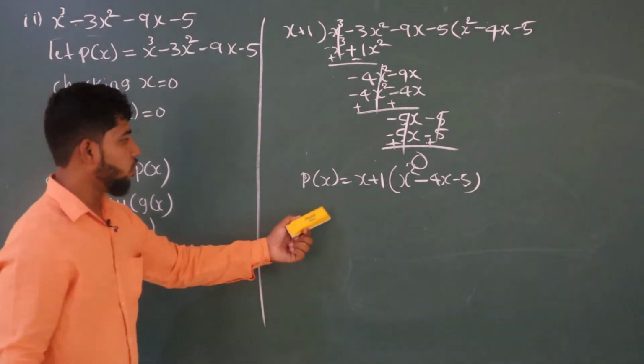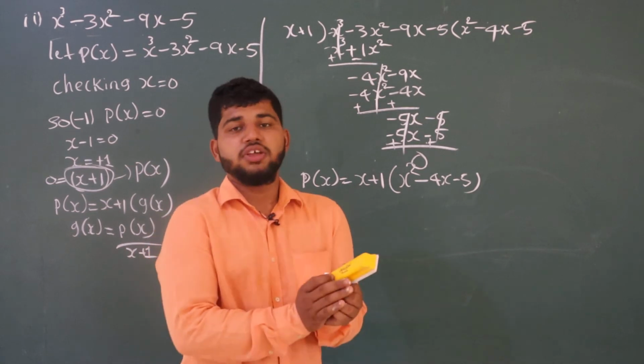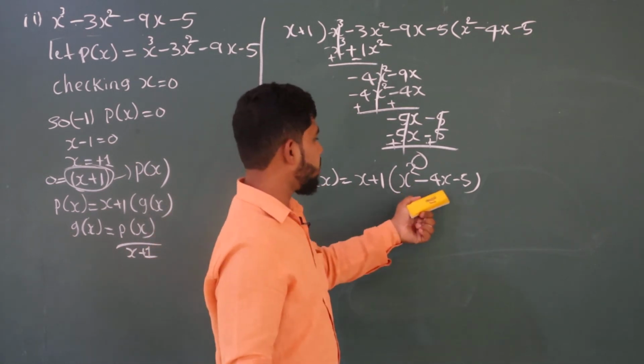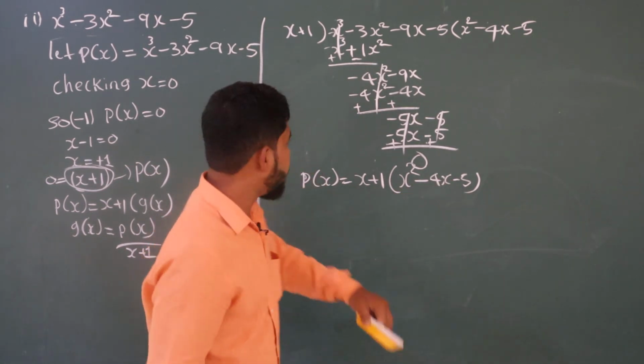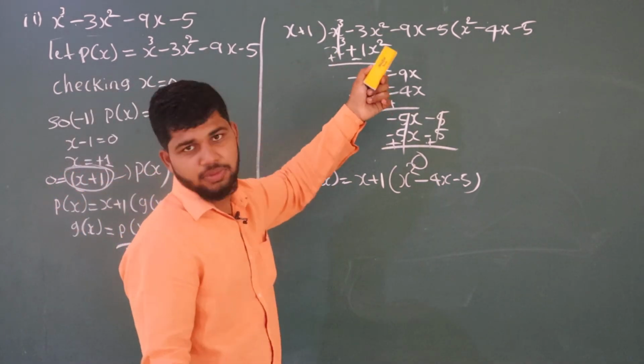It is the quotient. Now we have to find the factorization. By using the factorization method, you have to find the factors of x square minus 4x minus 5, and then you will get the factors of x cube minus 3x square minus 9x minus 5.